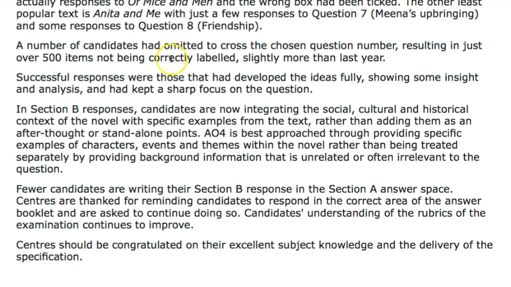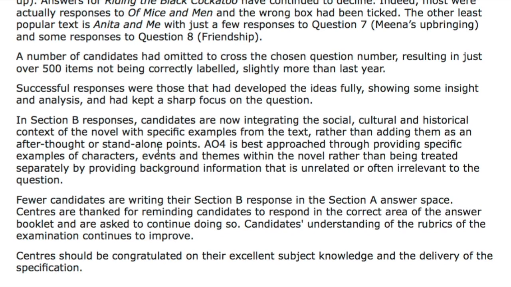Let's also very quickly have a look at the examiner's report on this question. You'll see that they say that successful responses were those that had developed the ideas fully, showing some insight and analysis, and had kept a sharp focus on the question. In section B responses, candidates are now integrating the social, cultural and historical context of the novel with specific examples from the text, rather than adding them as an afterthought or standalone points.